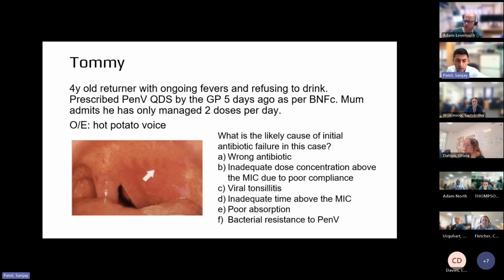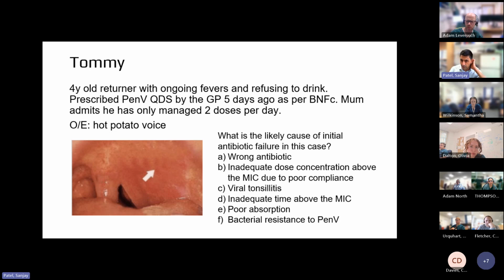We've got one last case, which is a 4-year-old child who was seen a couple of days ago in your ED, having been prescribed penicillin V by their GP 5 days ago because they had tonsillitis. And that's 4 times a day as per the BNFC. And actually, mum admits that he only took about 2 of those doses per day. So this links in with the slide that Nick just presented.